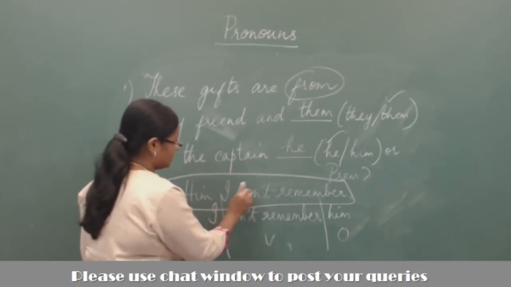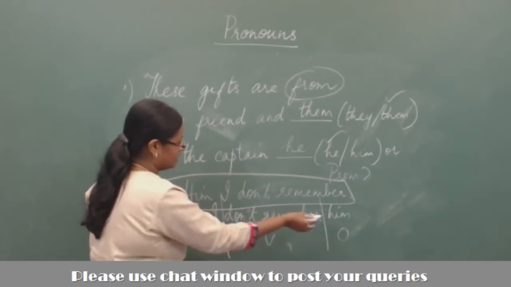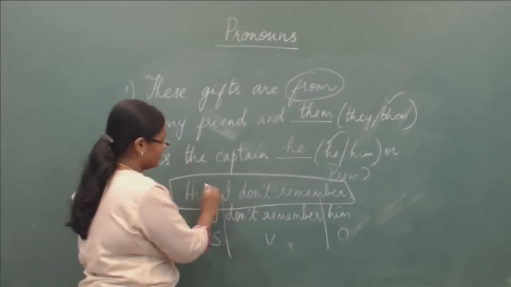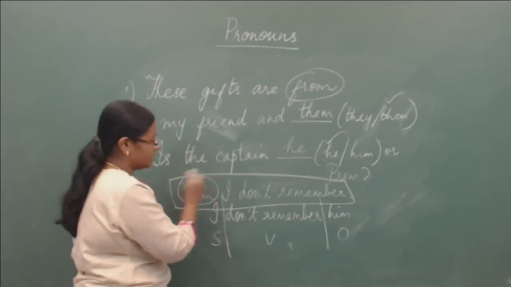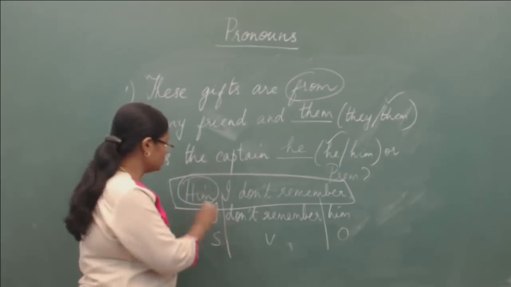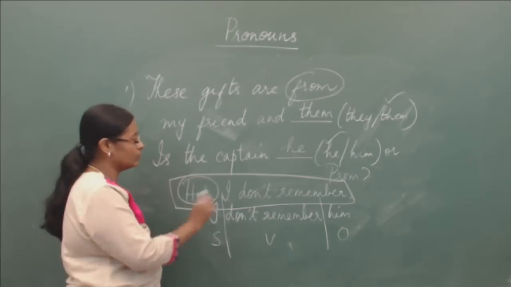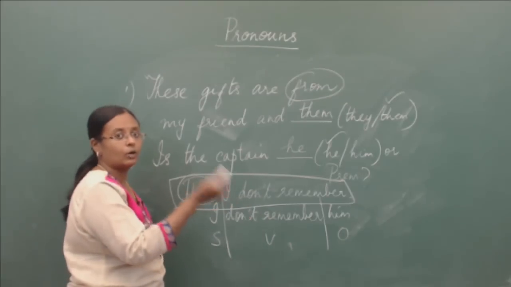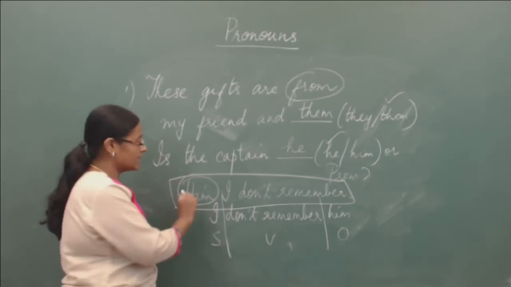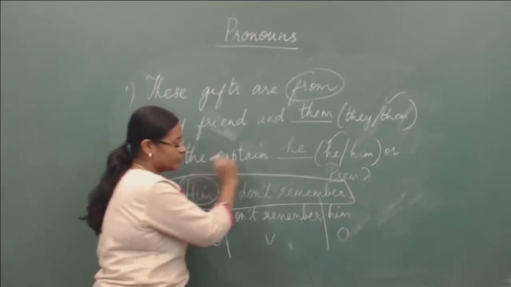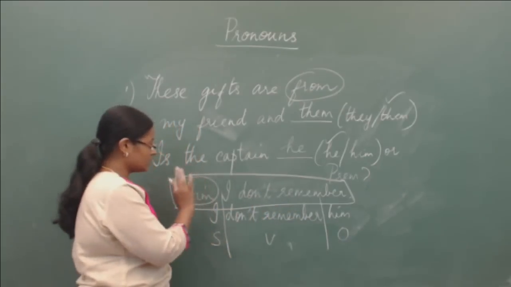See, like now if you put him here, then "Him I don't remember." So here you see the object being placed in front. That is why you use the pronoun him and not he. We don't say "He I don't remember." Why? Because you know for sure that him is the object of the verb remember. So it is him.